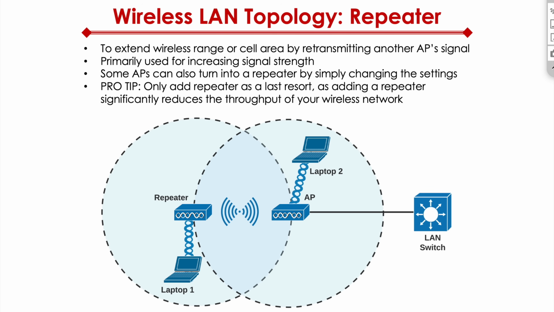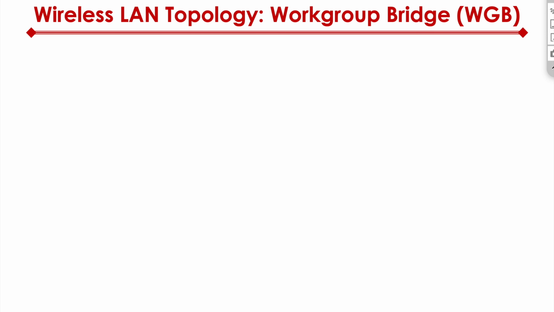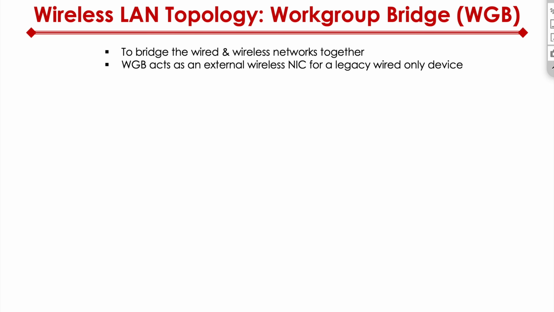And there's also a lot of interference that could potentially happen between the repeater and the access point as well, especially if they're on the same channel. So something to keep in mind. Not an ideal scenario, but something you can do. The next topology I want to talk about is Workgroup bridge. To bridge the wired and wireless network together, we have this Workgroup bridge scenario.